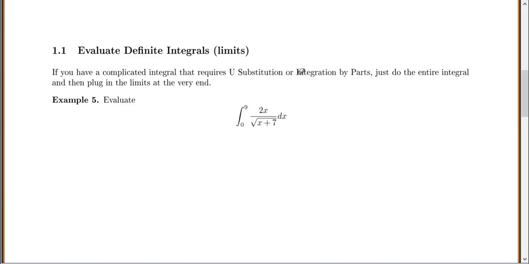So we're really not learning anything new here. So let's integrate this. And so we have 2x over the square root of x plus 7. I usually try u substitution first, and I might say something like, okay, whatever's inside the square root should be my u, so x plus 7. But the derivative of that is just 1, but I have a 2x here, so u substitution won't work. So this has to be integration by parts.